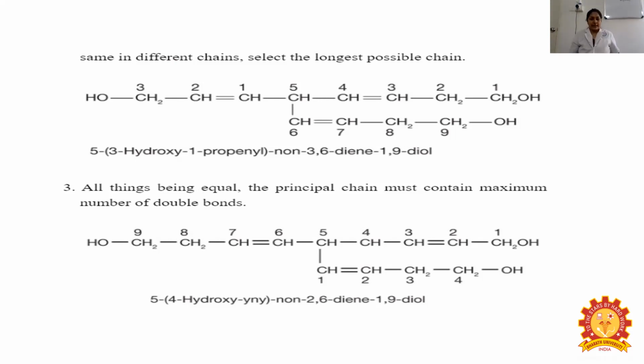So the same in a different chain. All things being equal, the principal chain must contain the maximum number of double bonds. So 4-hydroxy-ynyl non-2,6-diene-1,9-diol. Alcohol means -ol, so it should end with -ol. Diene means the principal chain should contain 2 double bonds, and diyne means the chain should contain 2 triple bonds. So 4-hydroxy-ynyl non-2,6-diene-1,9-diol.